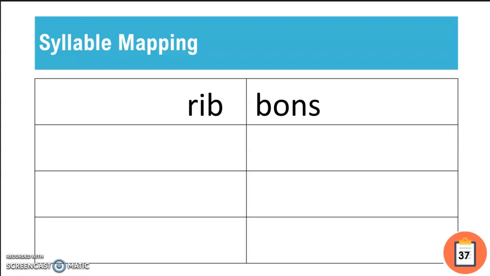Check your spelling with mine. Make sure you spelled it correctly. Now we're going to do the next word. Your next word is the word fiscal. The word is fiscal. So think about what is the first syllable? Fis. Write fis in the first box. Second syllable is cal. Write cal in the second box. Check your spelling with mine. You should have fis and then cal.